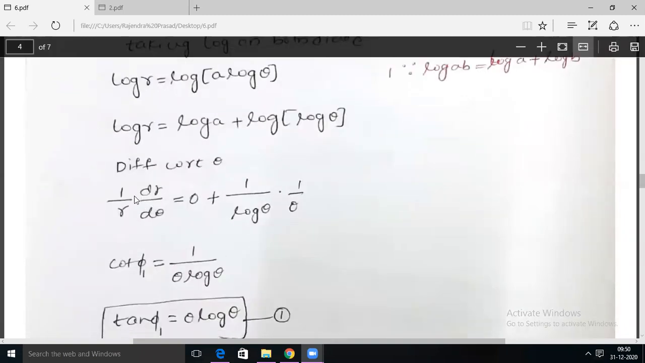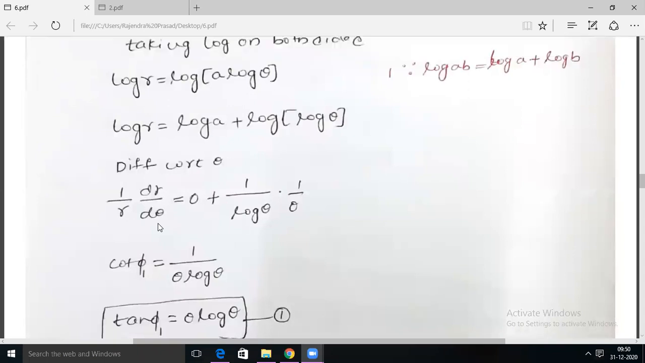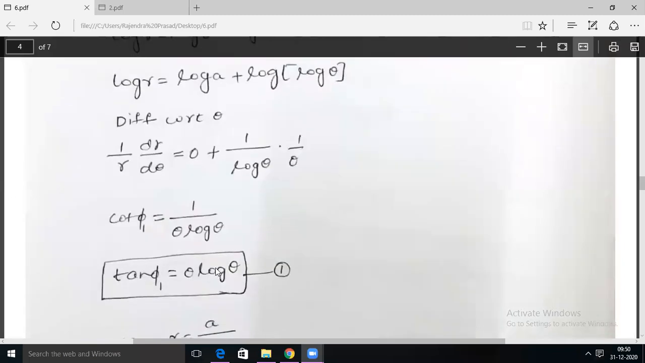Next, we know that 1 by r into dr by d theta is equal to cot phi. So for the first polar curve, cot phi 1 is equal to 1 upon log theta into 1 upon theta. This can be written as 1 upon theta into log theta.